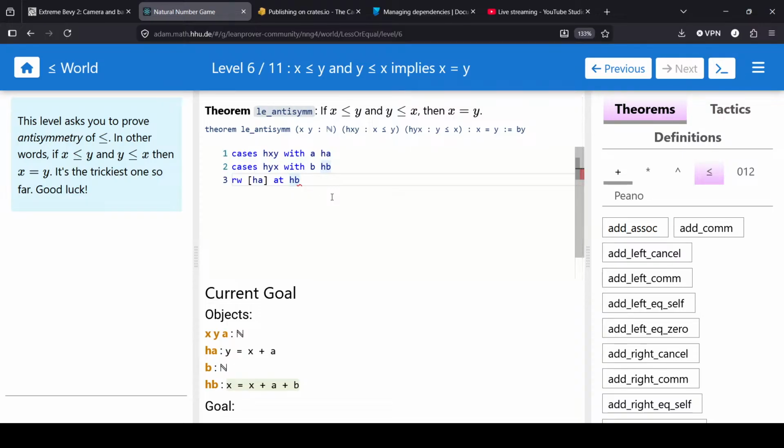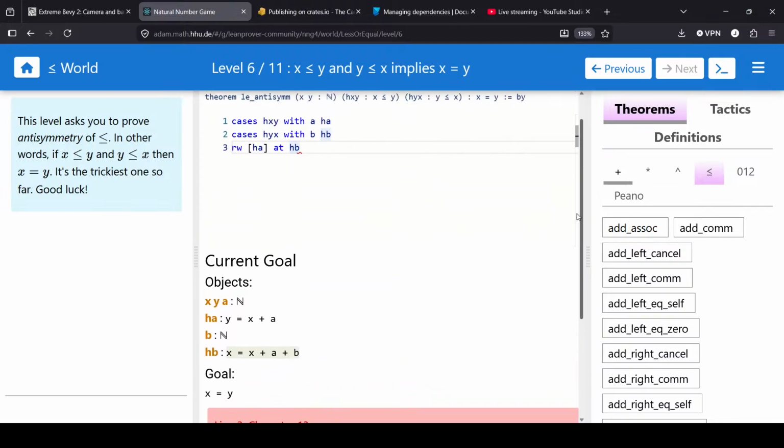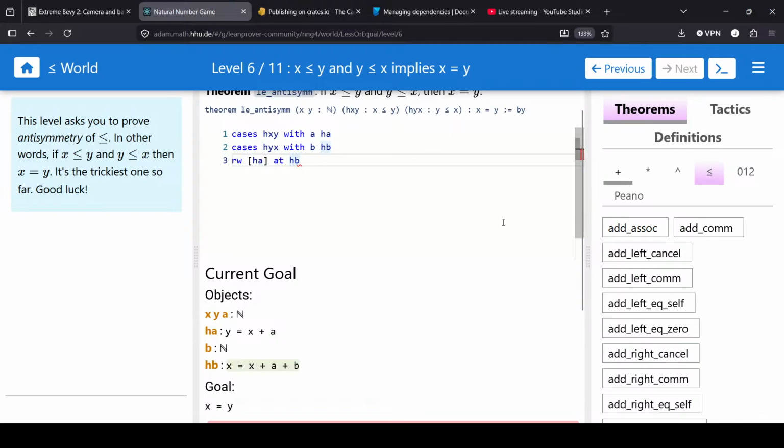You can make copies with the have tactic, but you don't actually need it for this level. Really? Okay, what am I missing?